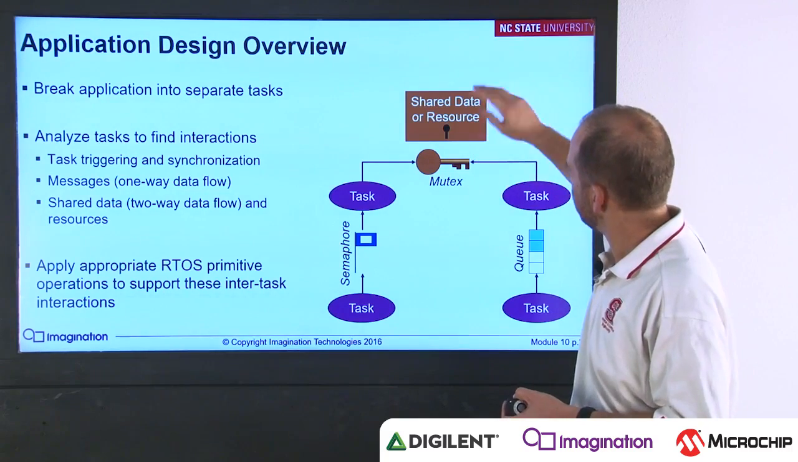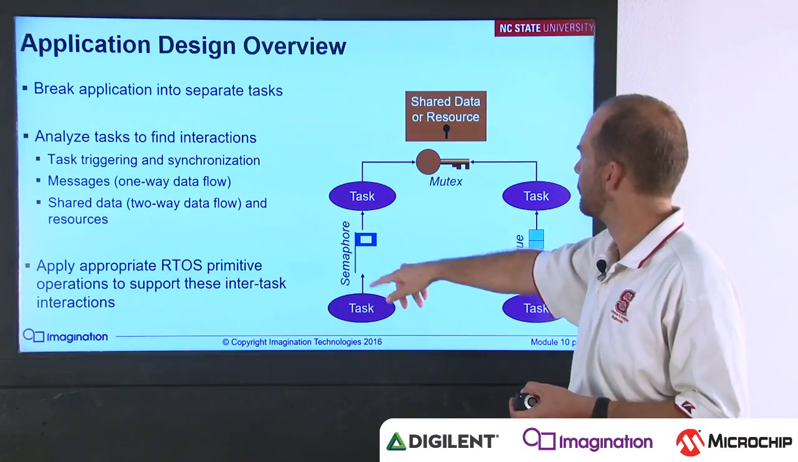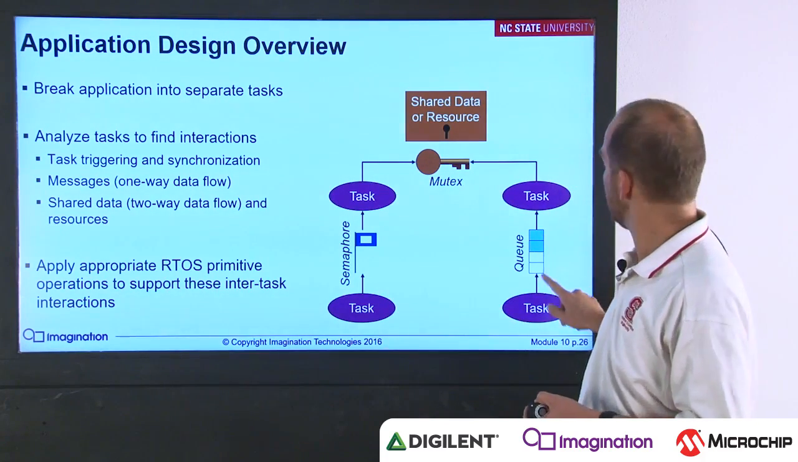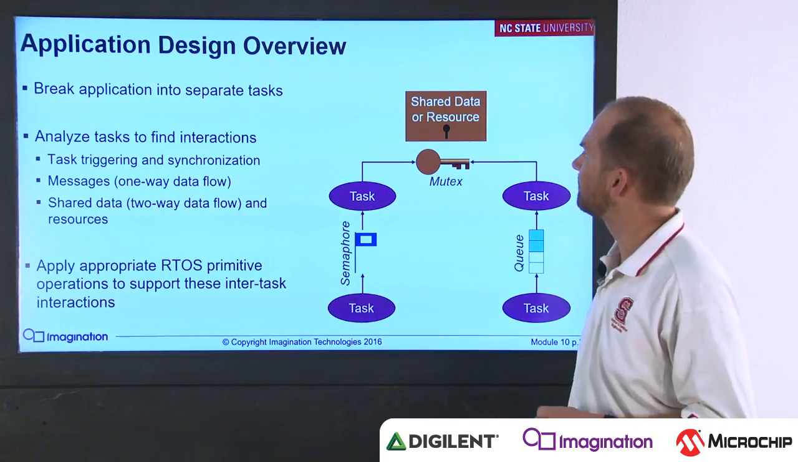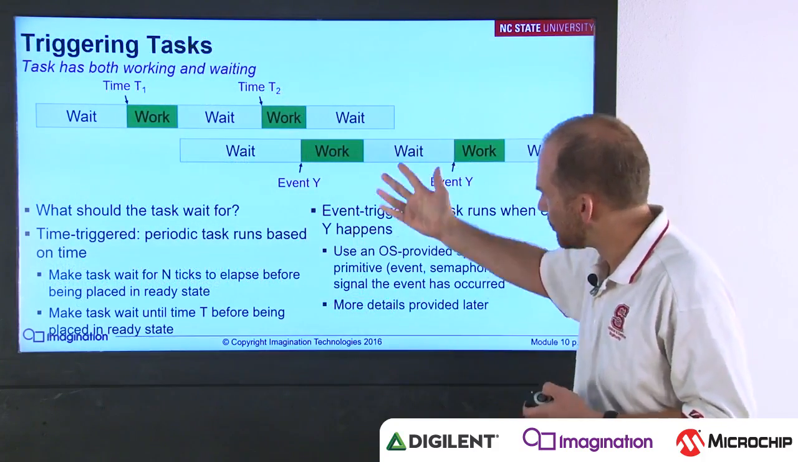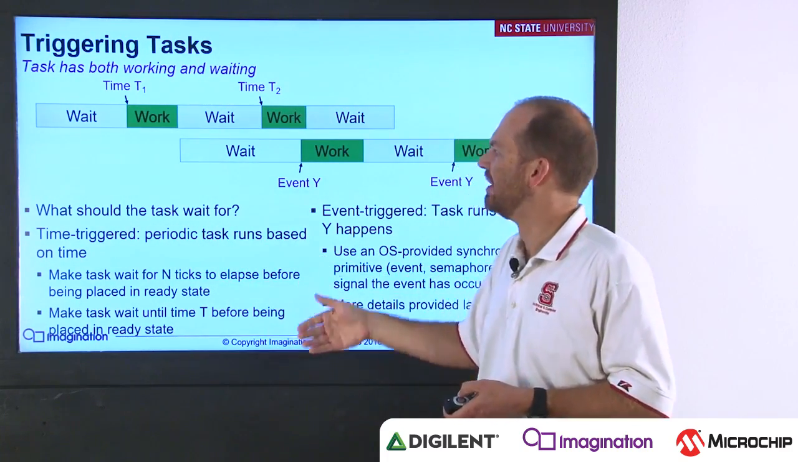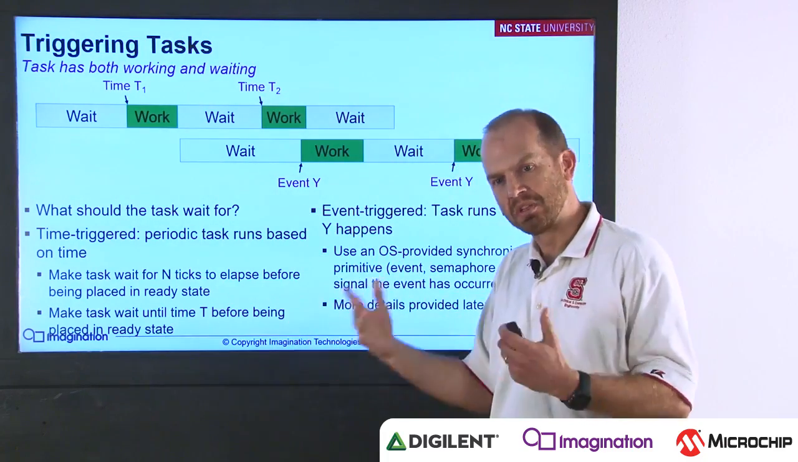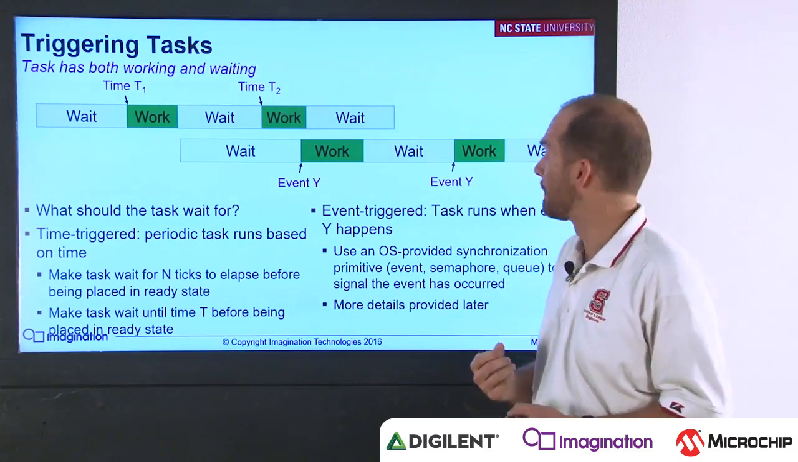So we show how to protect a shared resource using a mutex. We show how to use semaphores to signal between tasks. We show how to use queues to pass multiple messages between tasks. So in triggering tasks, we consider what should the task wait for? Should we have a time-triggered or an event-triggered task? So we can start defining the application characteristics this way.